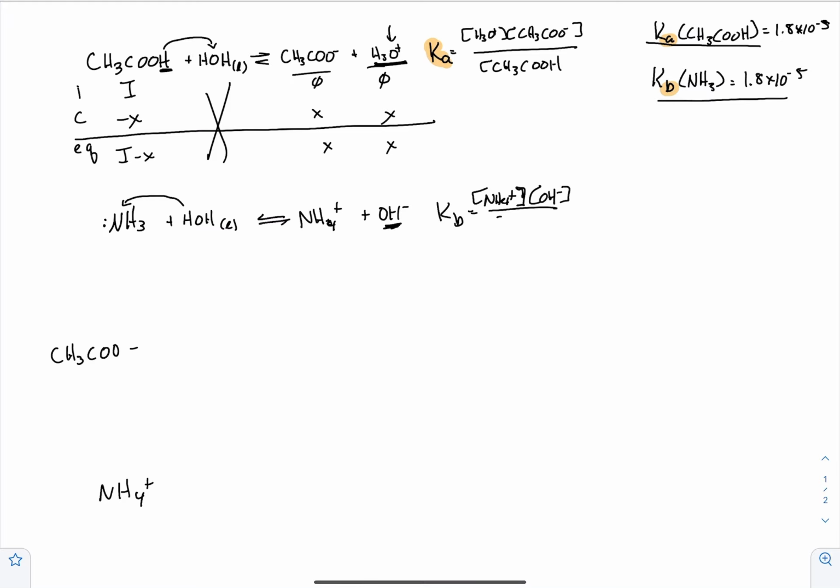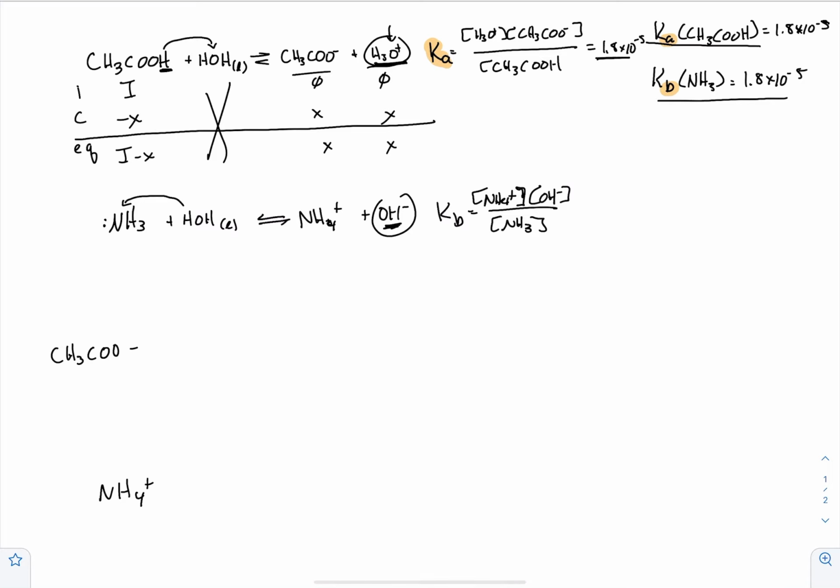Sometimes people are even really particular. They always make sure that this one ends up in the right position. So you can do it that way too. And then we have NH3 right here. And then notice, of course, I've got this Ka. So I know that that is 1.8 times 10 to the minus fifth.